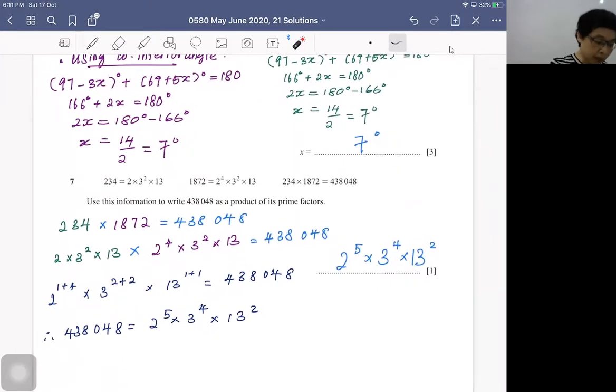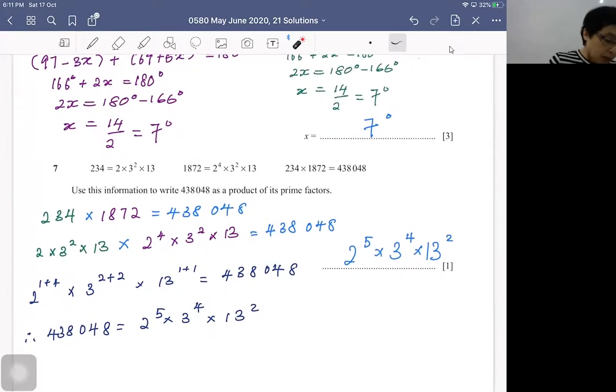Now let's look at question number 7. They give us 234 equals 2 times 3 squared times 13. This is the product of prime factors for 234. Then you notice that 1872 can also be broken up into its product of prime factors in that manner.